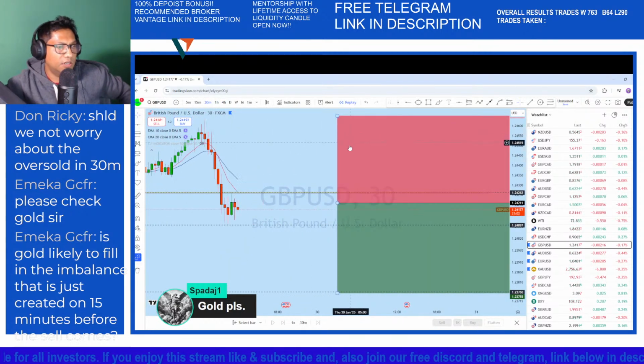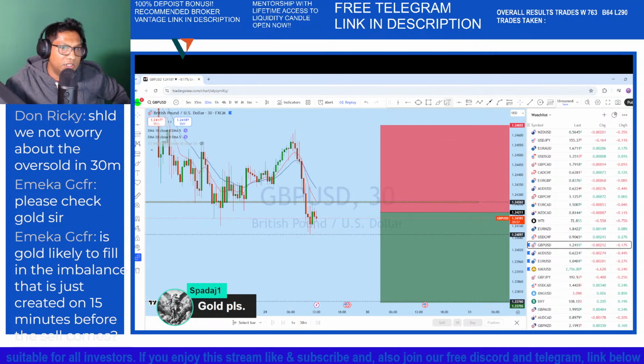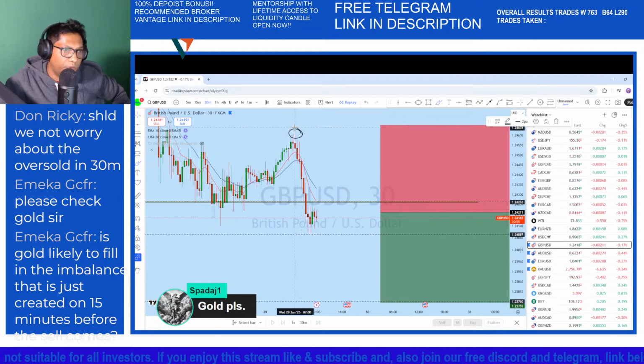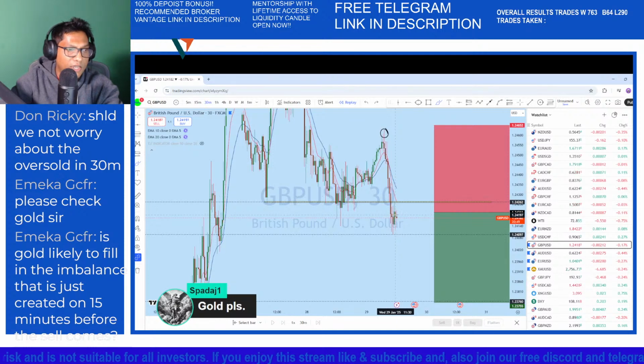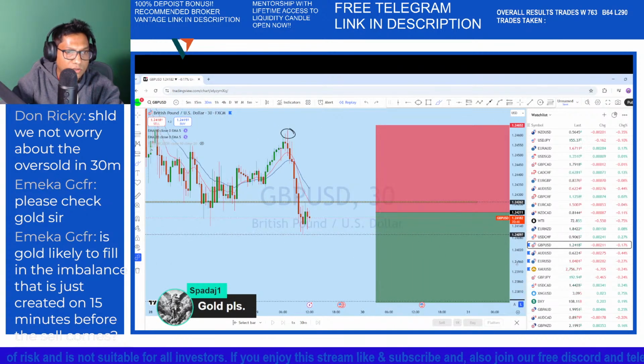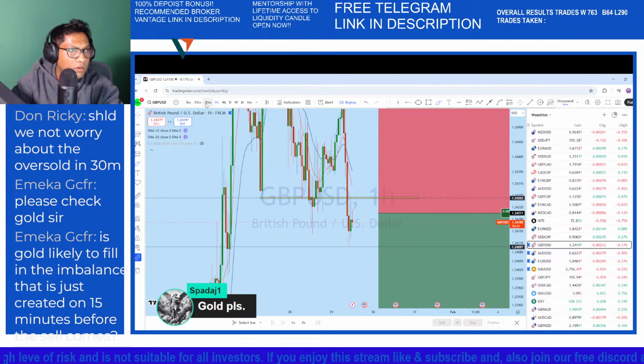30 minutes. And so therefore we see that after this drop here, with this pullback, want to see the market expecting to come back here to that level here to create a new lower low.